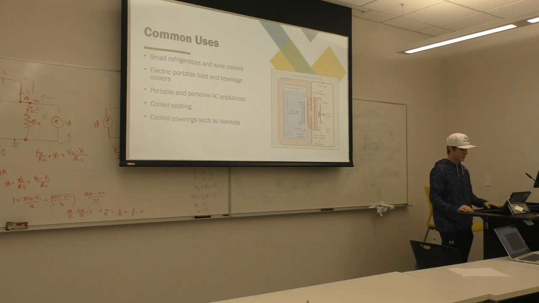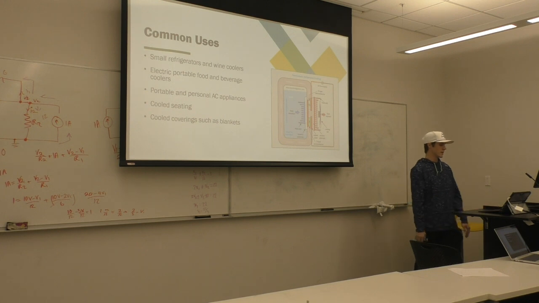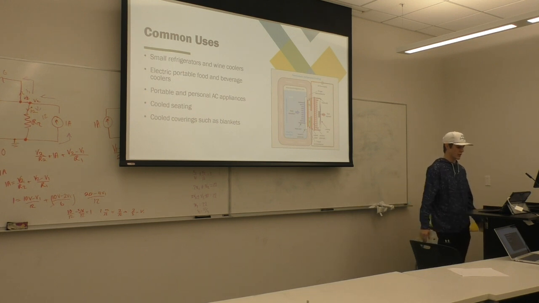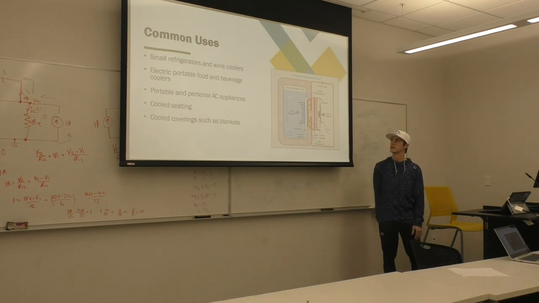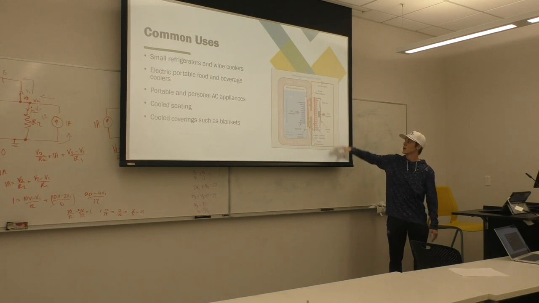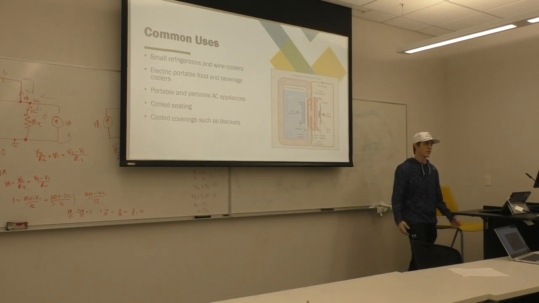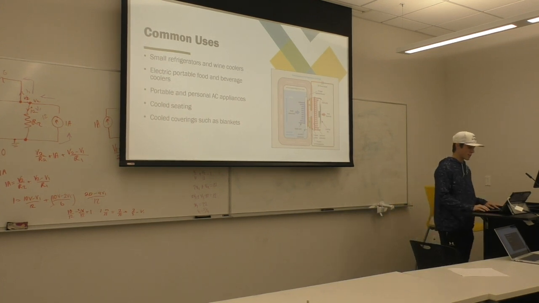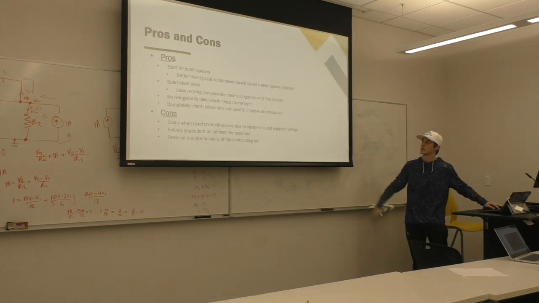Some common uses for a Peltier cooler or thermoelectric cooler are small refrigerators and wine coolers, electric portable food and beverage coolers, personal and portable AC, cooled seating, and cooled coverings such as blankets. In this case, you can see that they have fins, and they also have fans to adjust the circulation of the external airflow, as well as the N and P junctions as previously discussed, so that the current will flow through. And here we have the pros and cons.